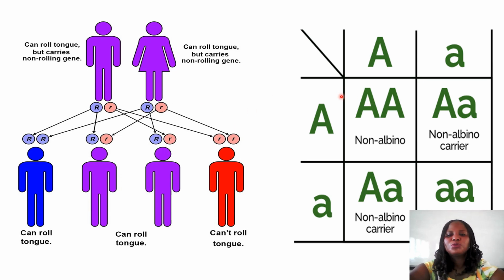Now, let's come to that of albinism. Let's say two parents who are carriers of albinism, the probability of their offspring are: one will be homozygote dominant, two of them will be heterozygote, then one will be recessive. The recessive one is going to show the trait for albinism. Why? Because the trait for albinism is found on the recessive gene.